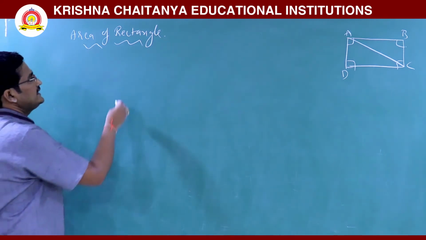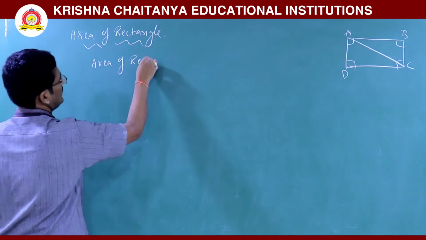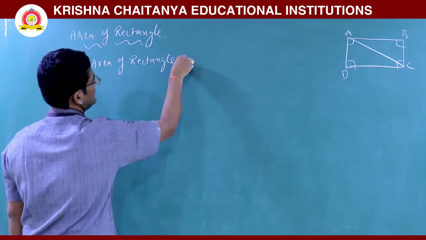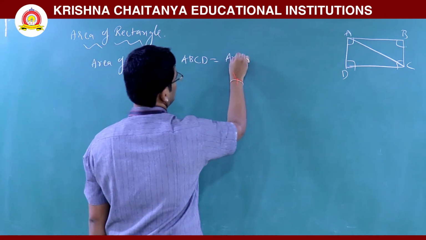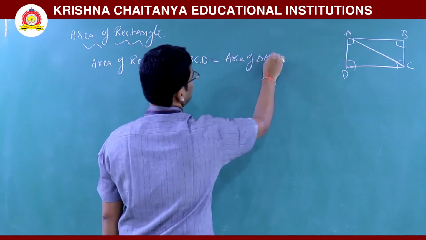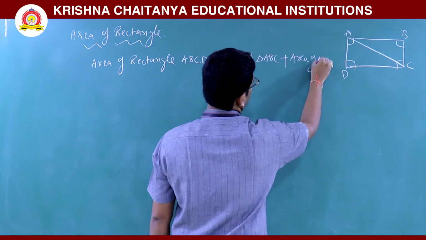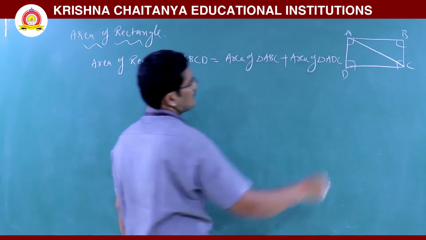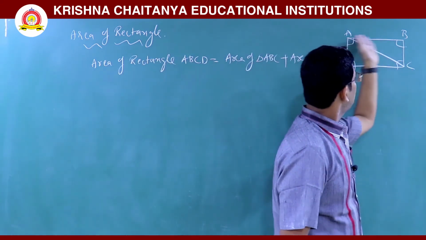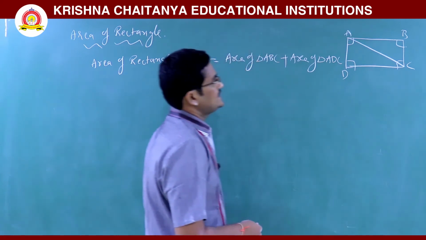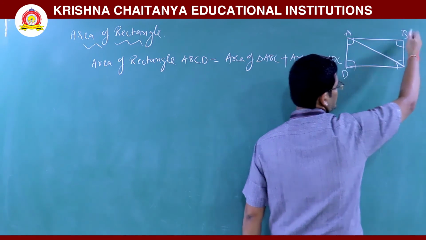So area of rectangle ABCD is equal to area of triangle ABC plus area of triangle ADC, you know. So what is the area of triangle ABC? Half into base into height, half into AB into BC. This is the base I have to take, then this is the altitude, height.